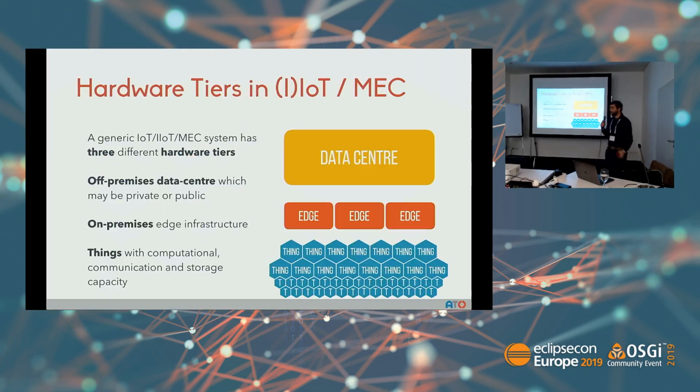So before starting with Eclipse fog05, I think we have to start with the problem that it is trying to solve. And then we will show how we try to solve this. If you think today about the hardware tiers that you have in industrial IoT, in IoT, on MEC, you usually have these three.